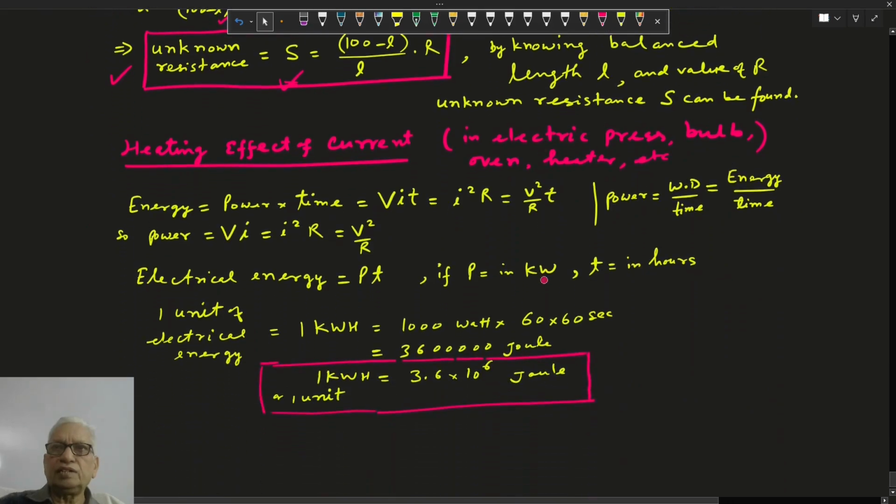Now the heating effect. The heating effect of current gives heat, so we use it in electric press, bulbs, oven, heater, geyser, etc. The energy is given as power into time. Power is defined as work done divided by time, or energy divided by time. Power is V into I, voltage times current, and V is equal to IR, so power is I square R, and also V square upon R. If we remove T, power will be energy divided by time, that is VI, I square R and V square upon R.